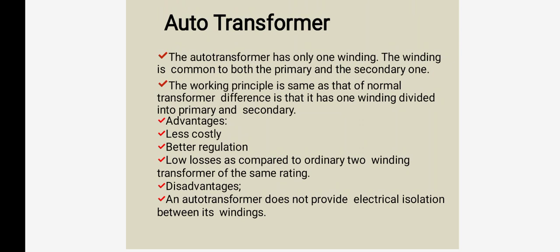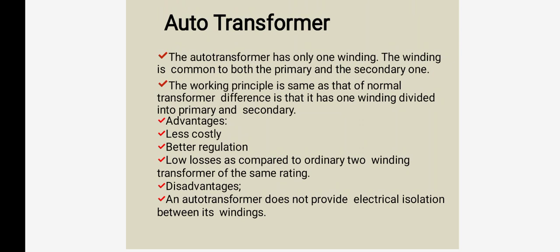Generally a transformer has two windings, the primary winding and the secondary winding. But the auto transformer consists of one winding. The winding is common to both primary winding and secondary winding. The working principle is the same as the normal transformer. The difference is that it has one winding divided into primary and secondary. The advantages are less cost, better regulation, and low losses as compared to an ordinary two winding transformer of the same rating.